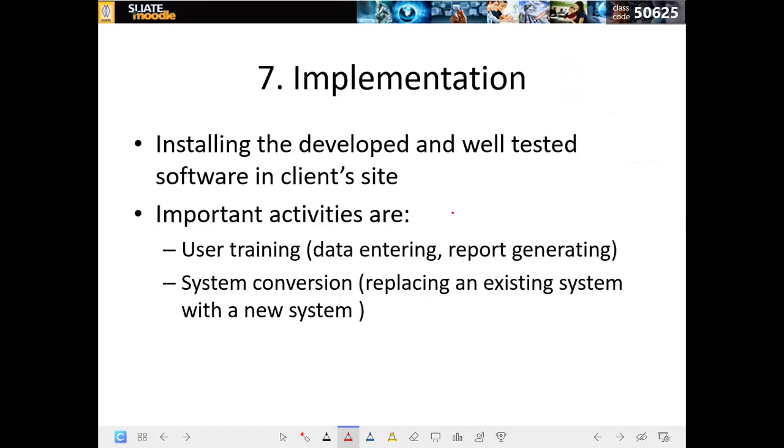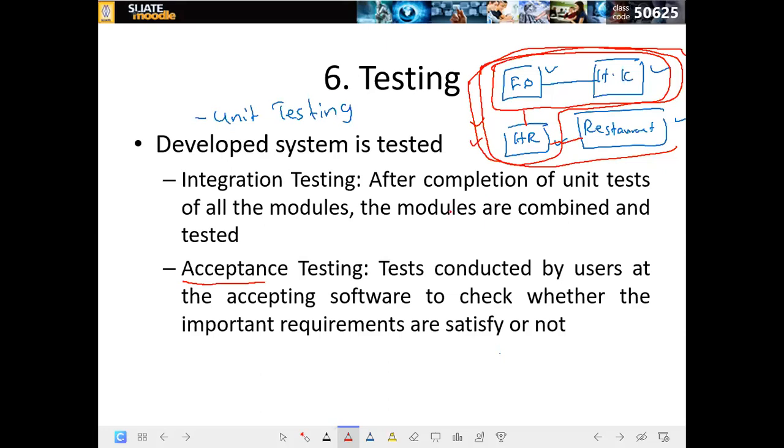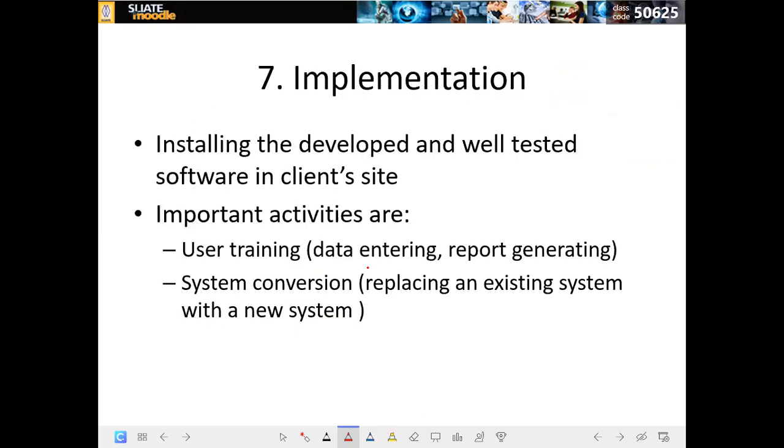Then the last one is implementation. Right now all the testings have been done and you have made sure that the system is working properly. Then the users also, they have also accepted. Now you have to implement the system practically. Right? At this moment, still you are using the manual system. Manual system. Now the software or the system has been created and tested. It's okay. Now we are going to implement it, that system, practically in the organization.